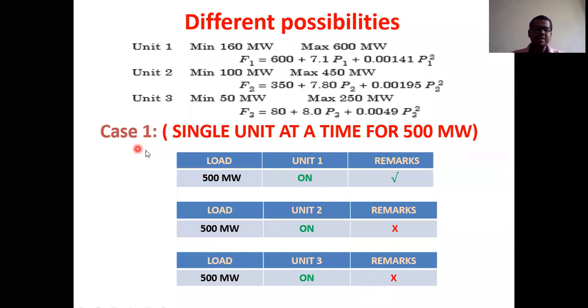So that is the scenario which we are taking in case 1. That means a single unit at a time for meeting the 500 megawatts. Understood, everybody? So in case one, we are taking only unit one, then automatically we can meet the load.